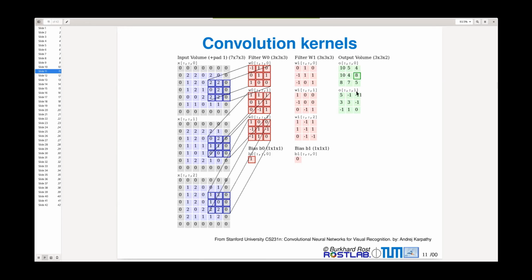This is the output of the second convolution kernel, which also means that the number of feature channels you get in your output layer is always equal to the number of convolution kernels you apply. Each one gives you 1 layer.